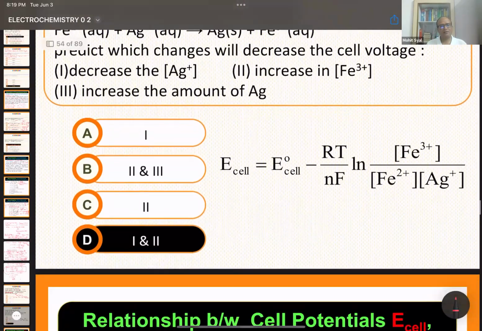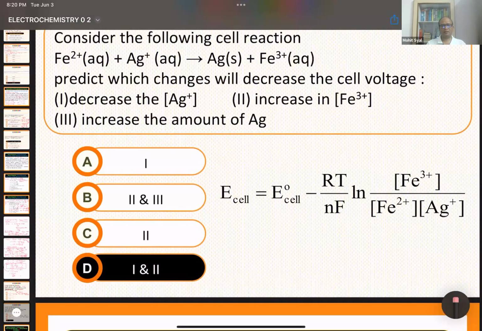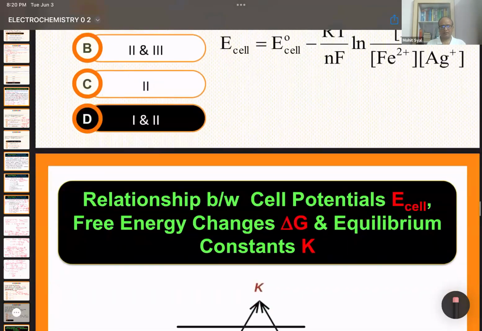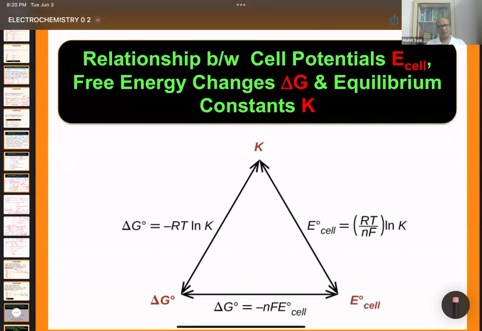And this is the Nernst equation. Is it clear to everyone? Any doubts in this? Aisha, Marwa, Ibrahim? No, sir. Okay, clear. So now we are going to look at the relationship of this. This is a very important diagram and formula map, a memory map for the equilibrium constant of a reaction.